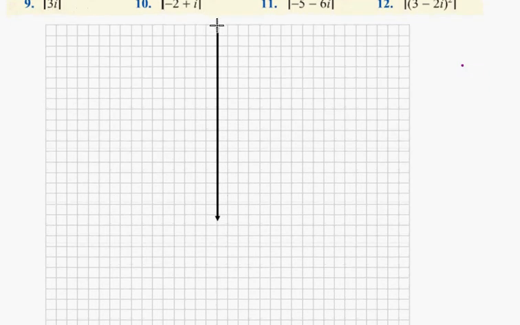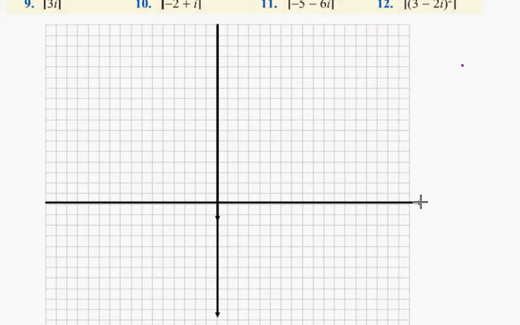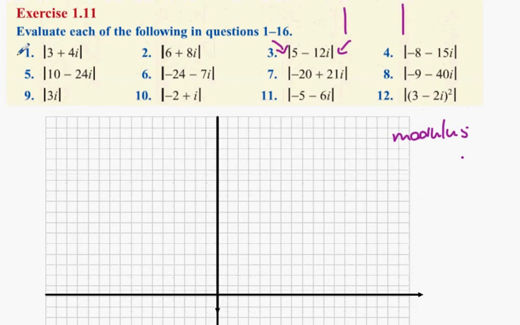I'll spell that now for you. M-O-D-U-L-U-S. Modulus, okay? So, as an example, the very easy one is the modulus of 3 plus 4i. What is the modulus of 3 plus 4i?